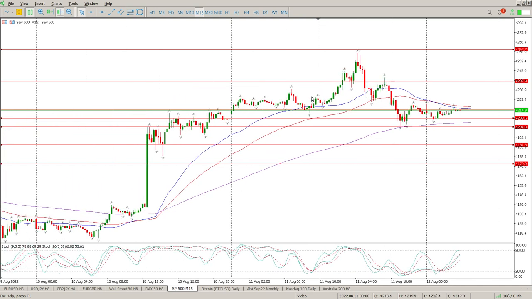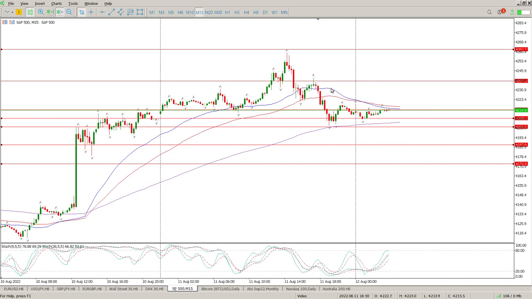This week we've had some good moves up. We've had one or two reasonable trades out of this, but the majority of the trades haven't set up as expected this week. So patience is key, guys. Patience is key today. Anyway, that's kind of my view today.